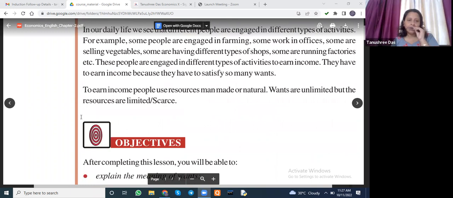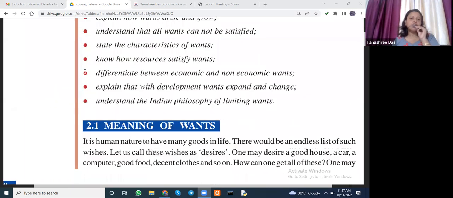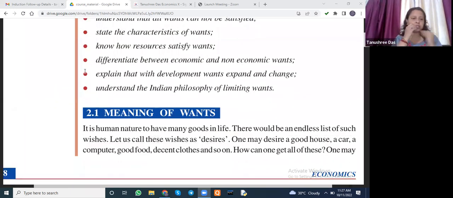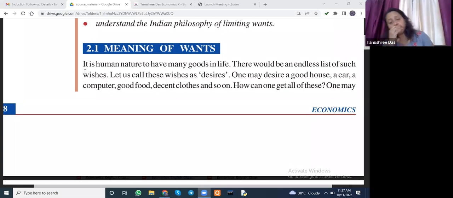First, the meaning of want. It is human nature to want to have many goods in life. At a particular point of time, we need many things to survive. So there would be an endless list of such wishes. Our desires cannot be over. Once we have achieved one thing, then we start desiring another thing.